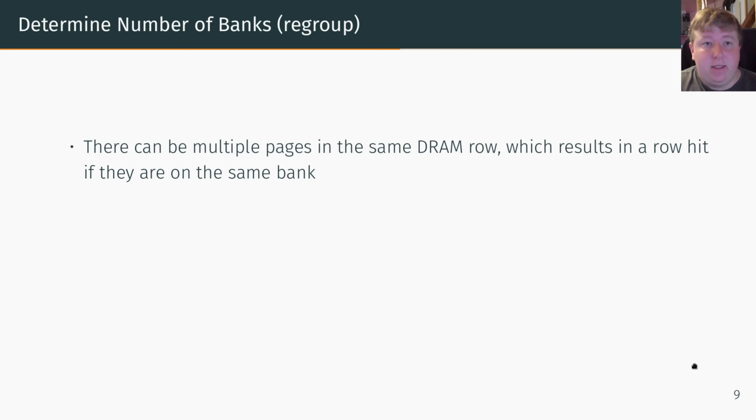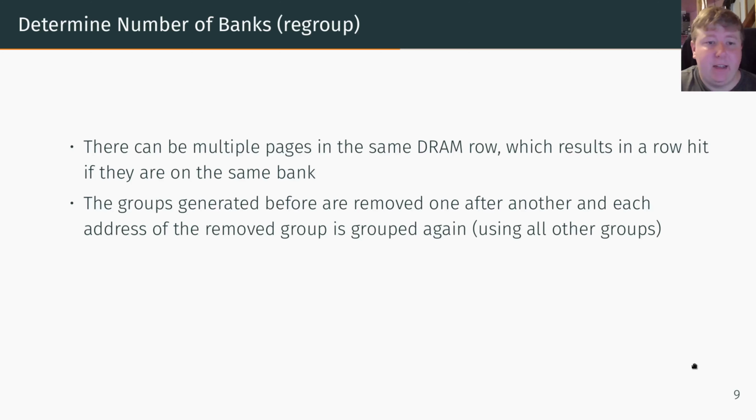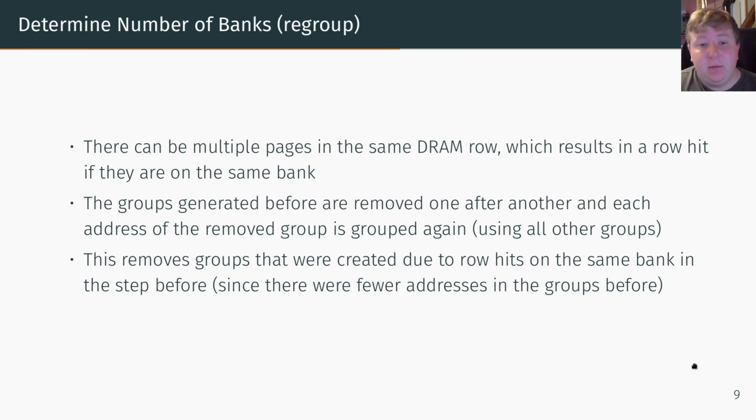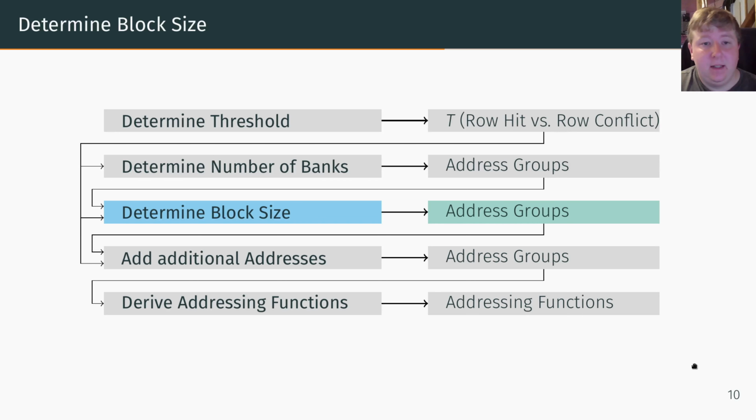Afterwards, we regroup the addresses because there can be multiple pages in the same DRAM row, which results in a row hit even if they are on the same bank. So the groups generated before are removed one after another, and each address of the removed group is grouped again, using all other groups. This removes groups that were created due to row hits on the same bank in the step before, since there were fewer addresses before and thereby the possibility of having row hits in the same bank was higher. The next step is to determine the block size.